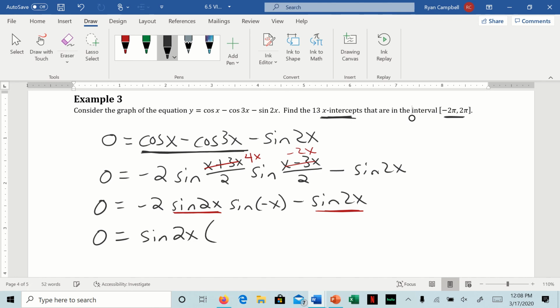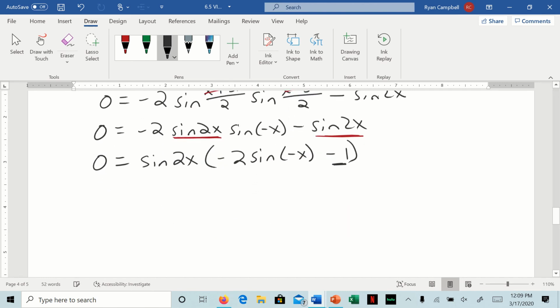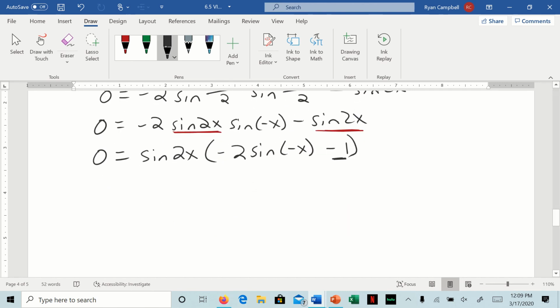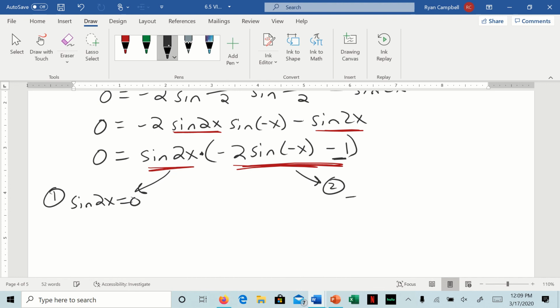And when we do that, we end up with negative 2 times sine of negative x minus 1. Don't forget that minus 1. That's super important. Good. Now we got two things being multiplied together to get us 0, which means that the first one, sine of 2x equals 0, and negative 2 sine of negative x minus 1 equals 0.